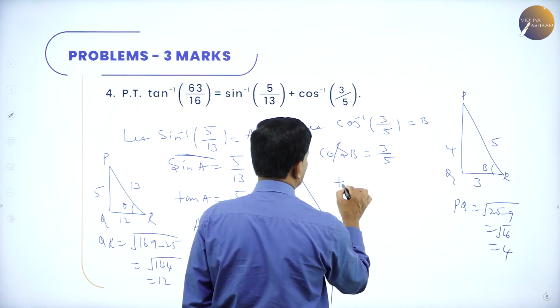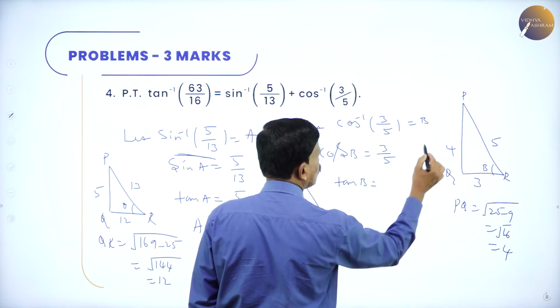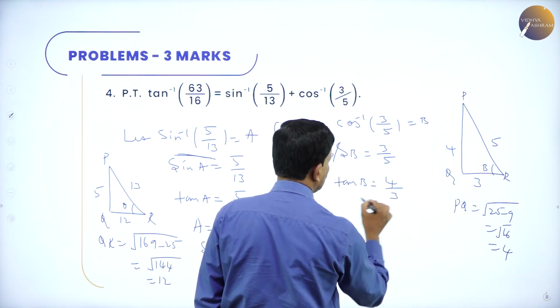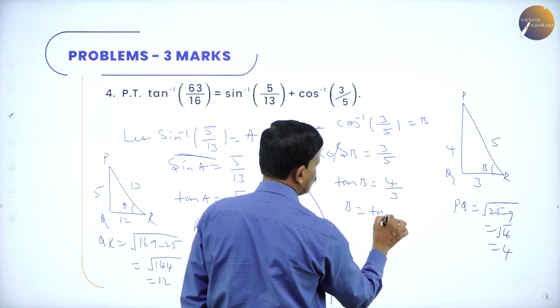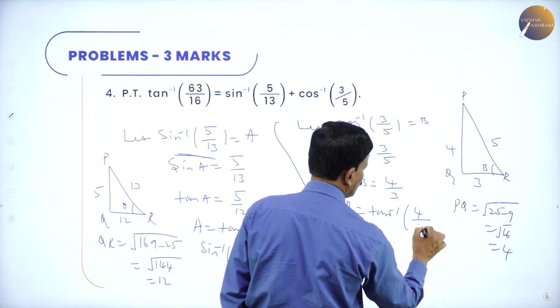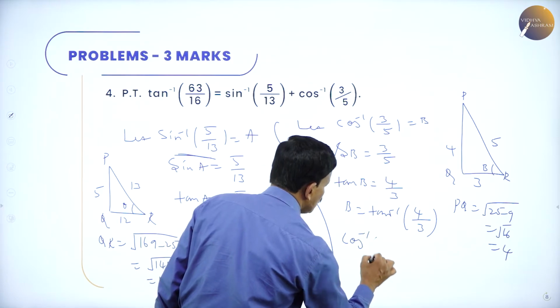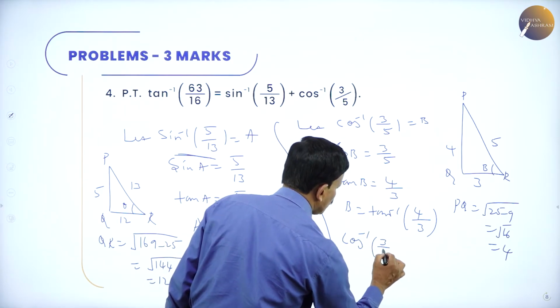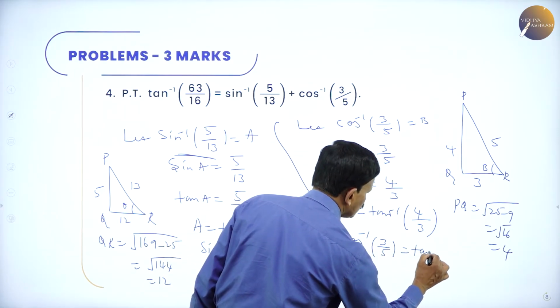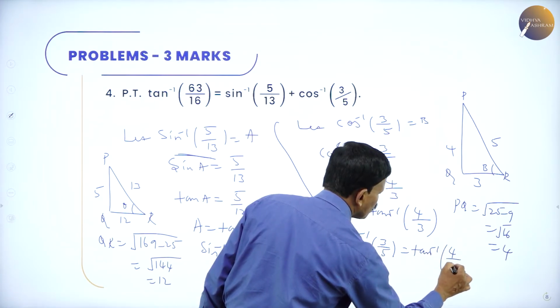Now, find out the value of tan B. Tan B is equal to 4 by 3. So B is equal to tan inverse of 4 by 3. What is B? Cos inverse. Cos inverse of 3 by 5 is also equal to tan inverse of 4 by 3.